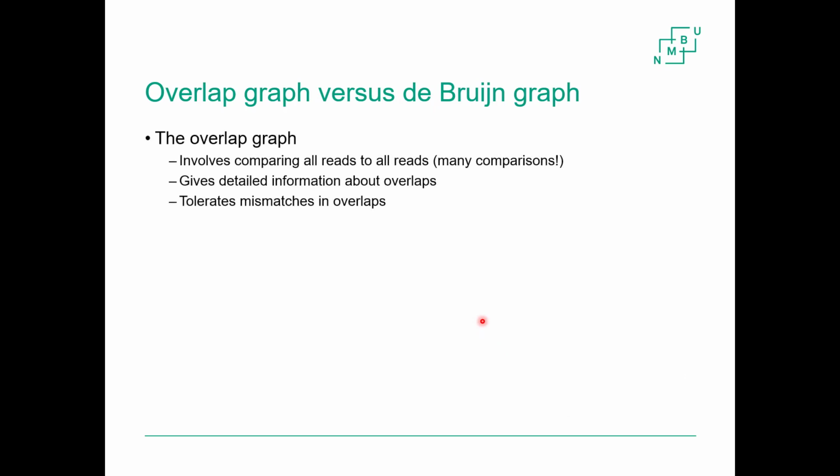So if we look in terms of the overlap graph versus the De Bruijn graph, the overlap graph involves this comparison of all reads to all reads, which is horrible, right? However, there are some benefits. It gives quite detailed information about overlaps, because overlaps can vary in length here. Some overlaps can be longer, some can be shorter, and this could be useful information. And also we tolerate mismatches in overlaps.